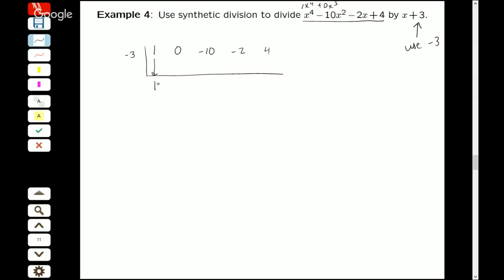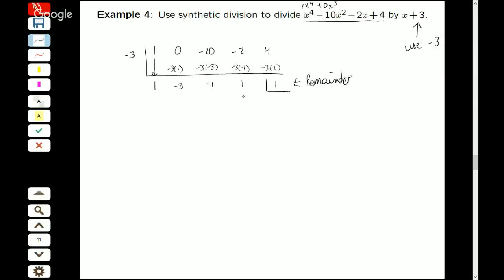Bring this 1 straight down and do negative 3 times 1. And now add. So negative 3 times 1 is negative 3. Add to 0 and you get a negative 3. Then we do negative 3 times our negative 3. That's a positive 9. Subtract from 10, and what do you get? Negative 1. Then we do the negative 3 times that negative 1. And that's 3 minus 2. And then we do our negative 3 times that previous answer of 1. That's a remainder of 1. And we always put this box here. This is our remainder term.